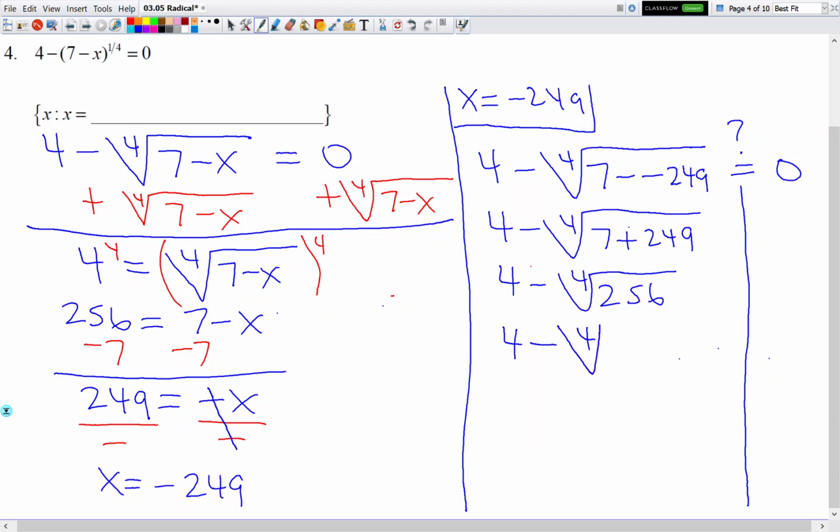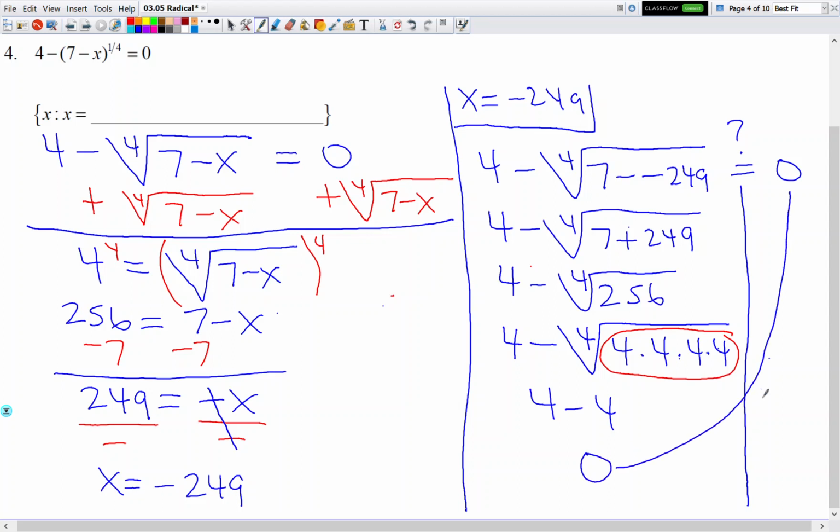So 256 is going to be known as 4 times 4 times 4 times 4. Then I get my red pen out, circle the things that match. Then the circled set of 4s jump out as 4, so you basically have 4 minus 4, which makes 0. So when I compare left side to right side, they match, and we're happy. So my answer, -249, is legit and good to go.